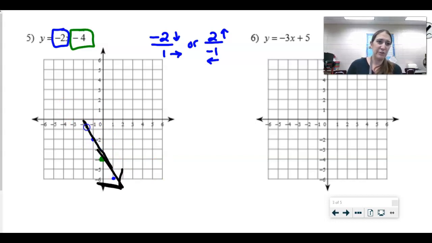Kind of. Unfortunately, you have a teacher who can't draw. Oh, all right. Pretend that looks like a line. It's got a negative slope. It's going through the y-axis at negative 4. And it's going the right direction. So I feel like I did something kind of right there.